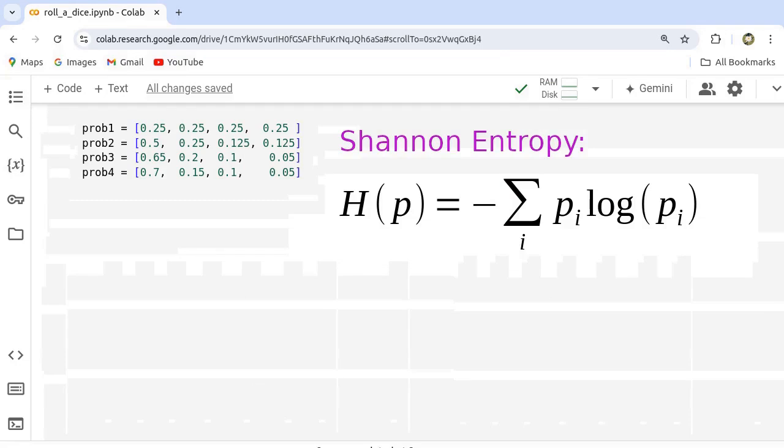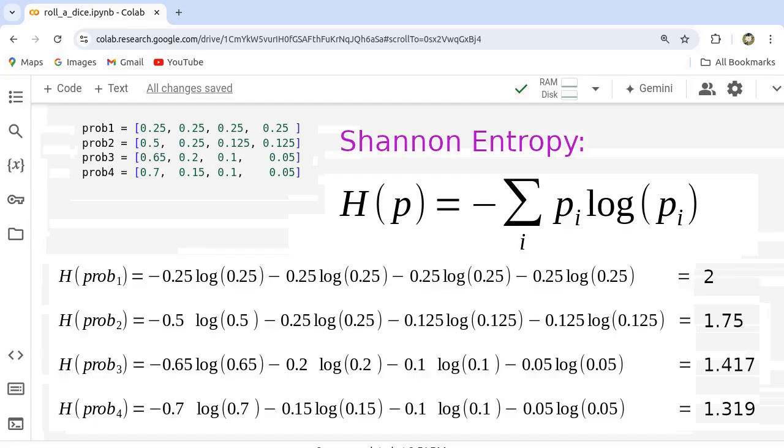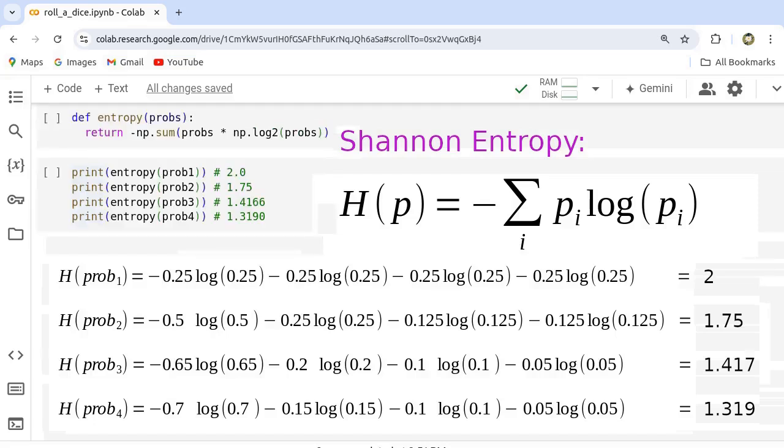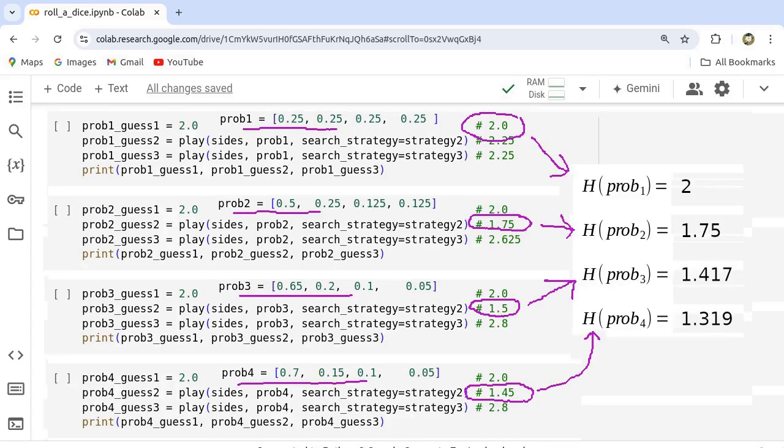This is the formal definition of Shannon entropy. We can calculate entropy manually or with a short code. Let's compare the results of our guessing game with the entropy. For prob 1 and prob 2, the average number of questions matches the calculated entropy values. The strategies used to achieve these values divide the yes and no answers equally.